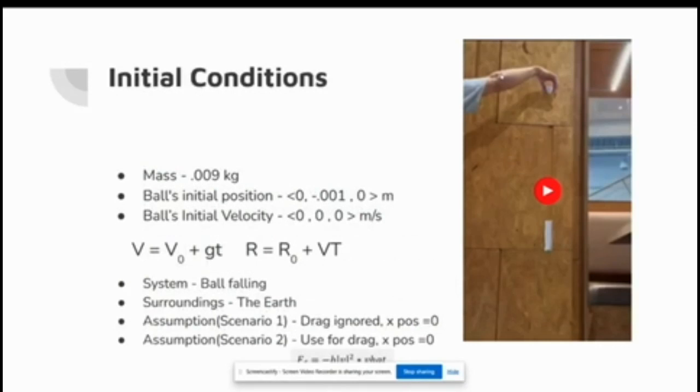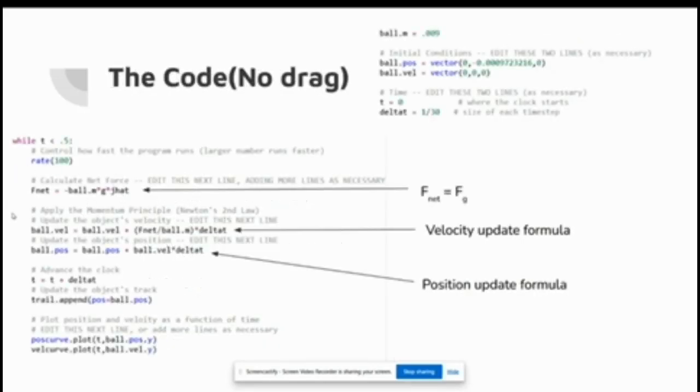The initial conditions: the mass of our paper ball was 0.009 kilograms. The ball's initial position was 0, negative 0.001, and 0 meters. The ball's initial velocity was at rest, which is 0, 0, 0 meters a second. For the system, that would be the ball falling. The surroundings would be the earth. The major assumption we can make in scenario 1 is that drag is ignored and the x position will be equal to 0. The assumption for scenario 2 is to use drag, and the x position will be equal to 0.